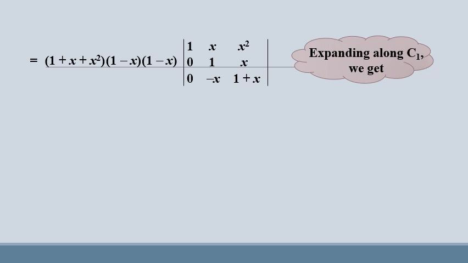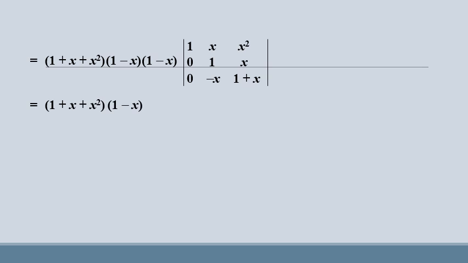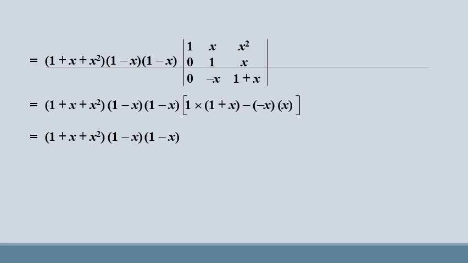Next we will expand it using C1. So 1 plus x plus x square, 1 minus x, 1 minus x into. So only the first element is non-zero, the rest of the elements are 0. So the first element, that is 1 into (1 plus x) is 1 plus x, and x into minus x is minus x square. Minus of minus x square will be plus x square. So we get 1 plus x plus x square, 1 minus x, 1 minus x, 1 plus x plus x square.